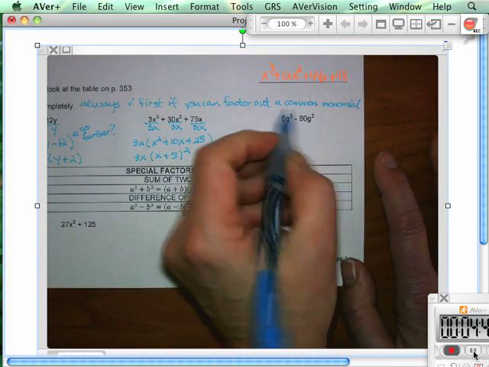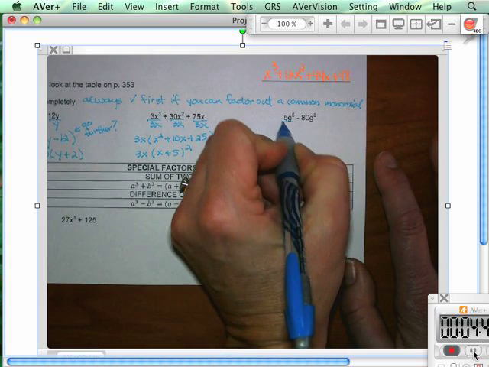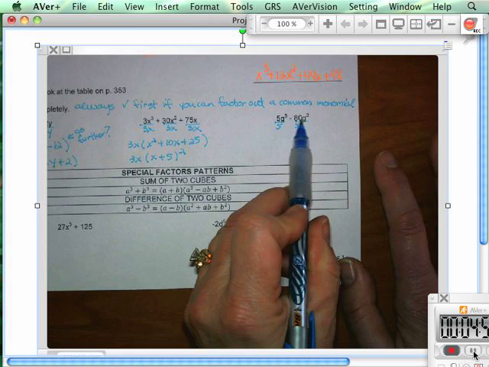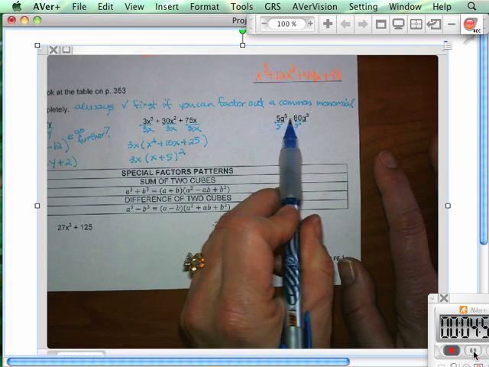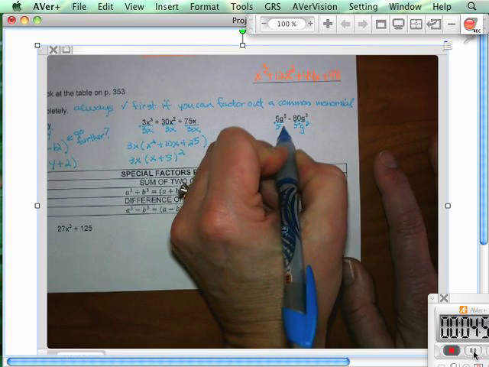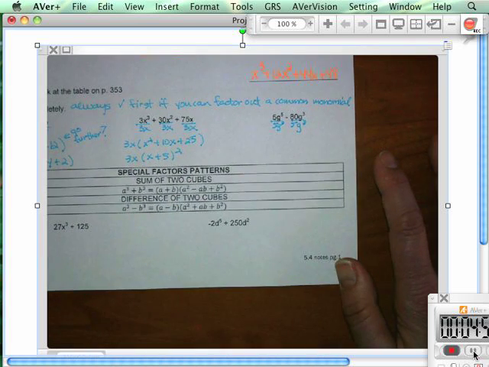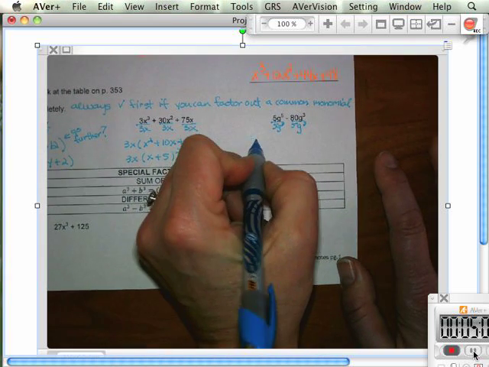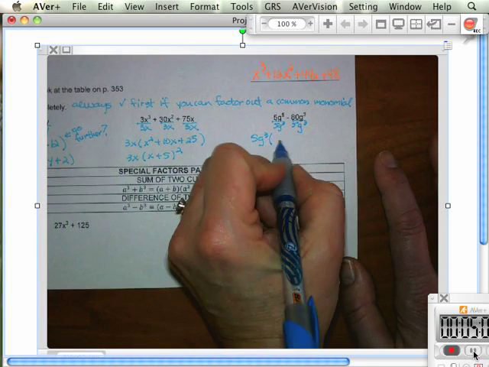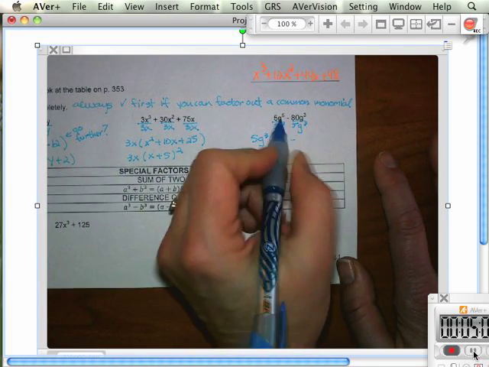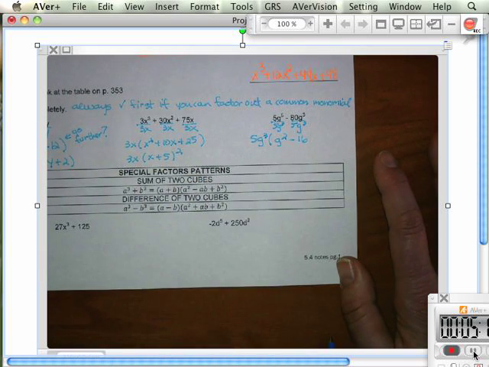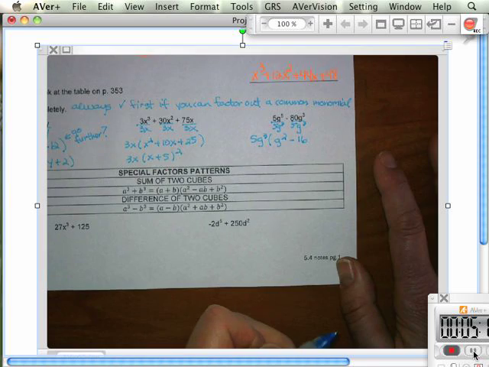5 and 80. 80 can be divided by 5, so I know I can pull out 5. And the most g's that I can pull out from each term is 3. I can pull out a g cubed from here and a g cubed from that term. So I'm going to pull out a 5g cubed from each term. This will leave me with g squared minus 80 divided by 5, which is 16. G cubed divided by g cubed cancel each other out.